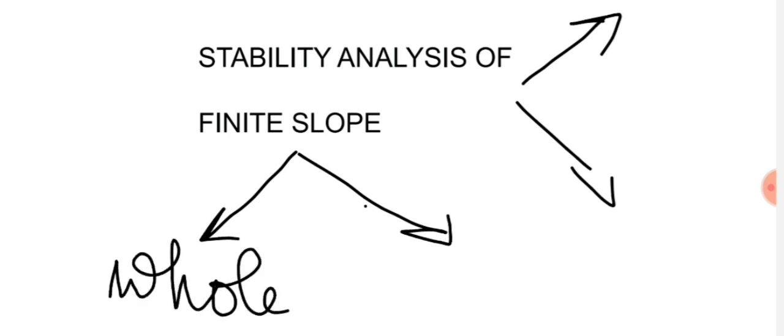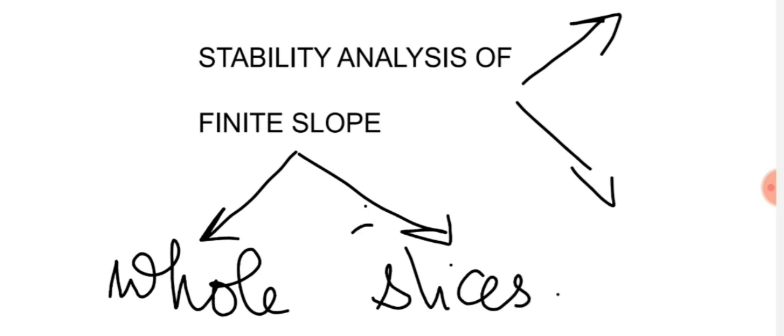So I will say, first of all, we can analyze the slope as a whole. Take the whole slope, consider its weight acting at the center of gravity downwards, and then analyze. Another thing is, cut the slope into slices. As whole, as slices. These are the two ways you can analyze. Cut the slope into slices. I will show you.